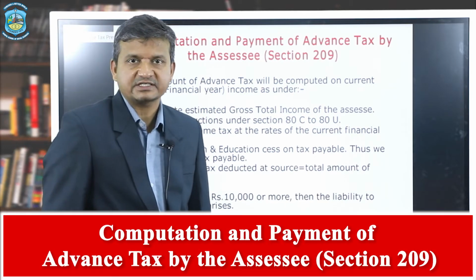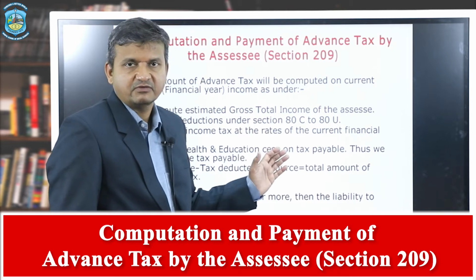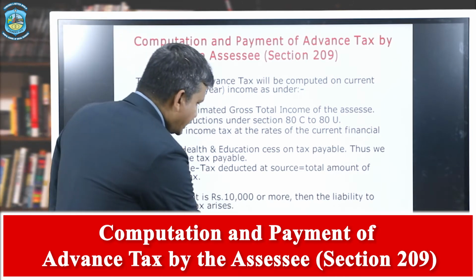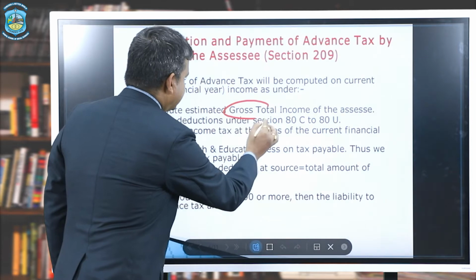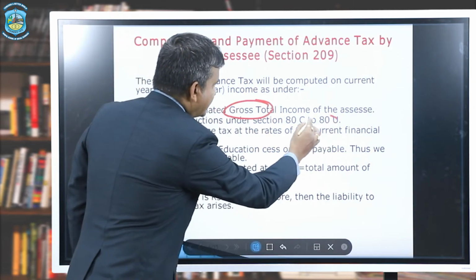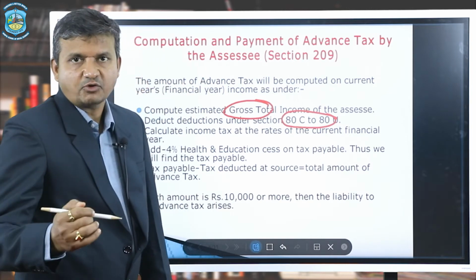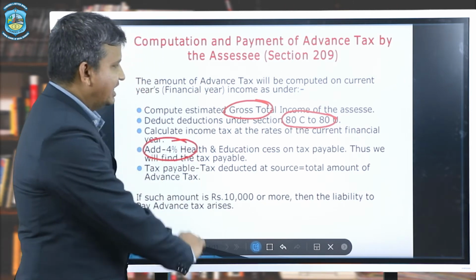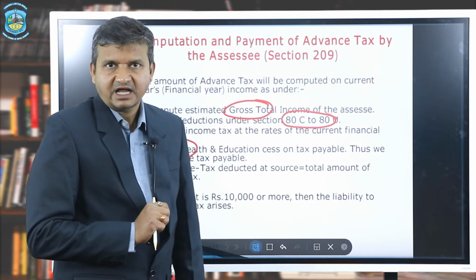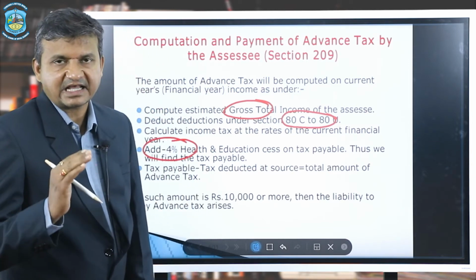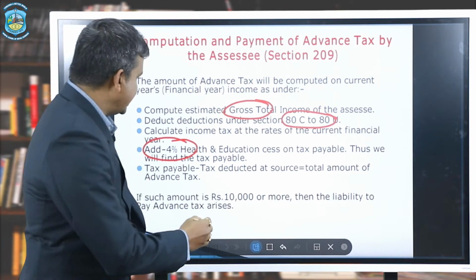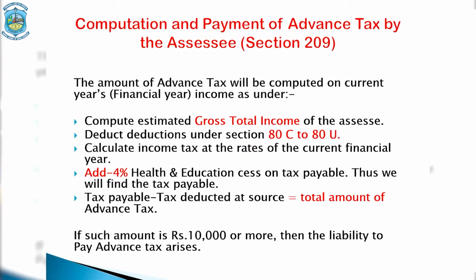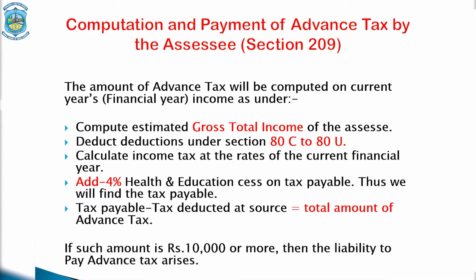Then how do we compute advance tax liability? Now we will go through the points by which we can compute the tax liability. The first thing is you need to compute the gross total income. Then you need to go for deductions under section 80C to 80U. This is how you arrive at total income. Then you add 4% health and education cess. And that is how you come to the final amount of tax. Out of the final amount of tax, if there is any tax deducted at source, we will deduct that amount, and then comes the amount which should be paid as advance tax. If such amount is more than 10,000, then the liability to pay advance tax arises.